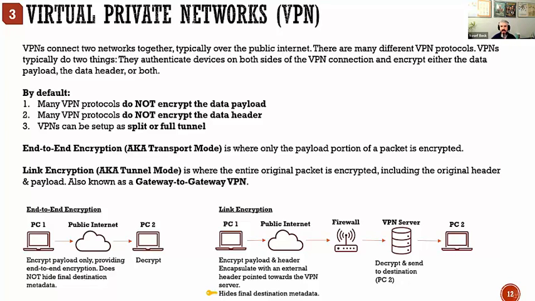So the thing is that a VPN does two things, right? It's authenticating that both sides of a VPN connection are good, and it's either encrypting the data payload, the data header, or both. The thing is that, and these are some cons against it, by default they do not encrypt the data payload, or at all, potentially. Some of them don't encrypt the data header, and they can be set up as a split or a full tunnel. So I've worked at a number of different companies.